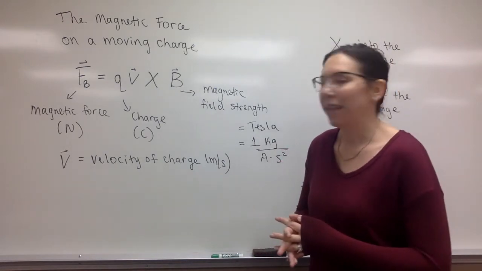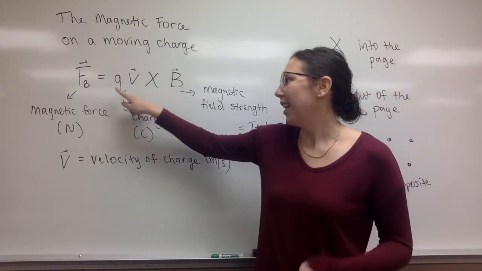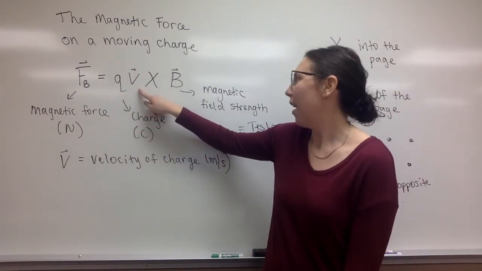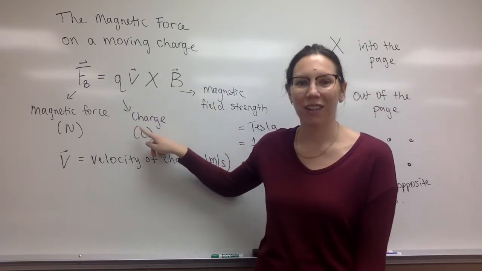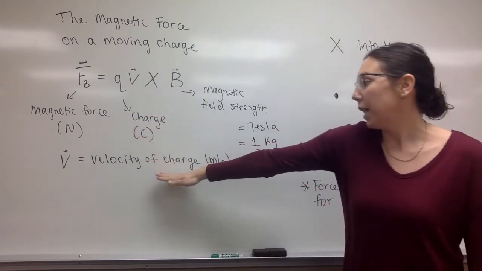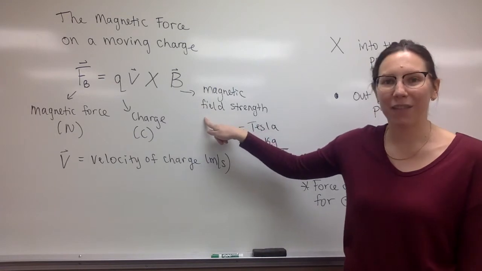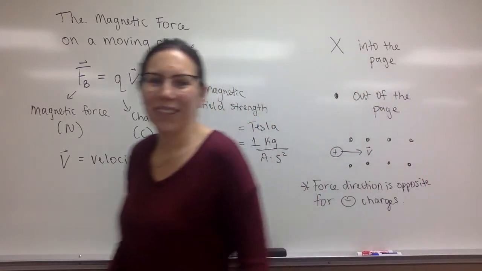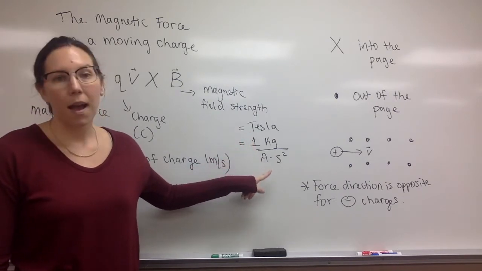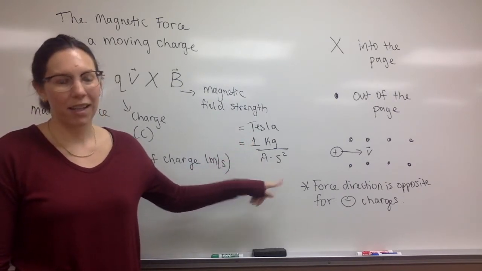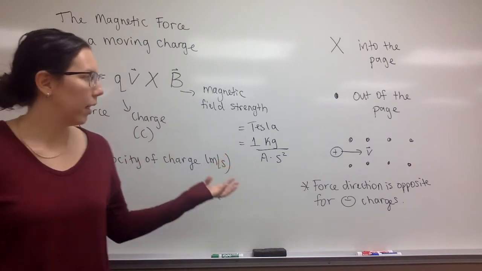And this force is given by this equation here. Fb, the magnetic force in newtons, equals QV cross B. So this is a cross product. We have Q, which is the charge in coulombs. V is the velocity of the charge in meters per second. And B is the magnetic field strength. The unit for the magnetic field strength is Tesla, and 1 Tesla is 1 kilogram per ampere second squared. So this is the unit of magnetic field strength or magnetic flux density.